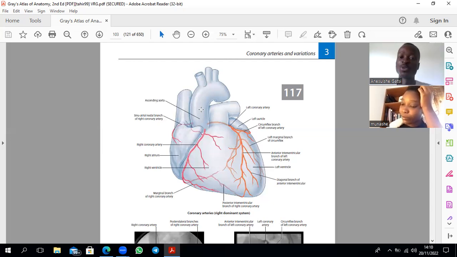Okay. So if you look at the coronary arteries, I'm not so sure of your reference book, but under normal circumstances, you expect the right coronary artery to supply the right side of the heart, then the left coronary artery to supply the left side of the heart. Right? But these arteries, they end by anastomosing. Right? Their terminal branches will anastomose, but we call it a functional end anastomosis. Why?